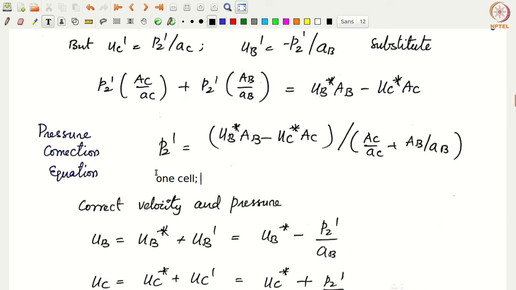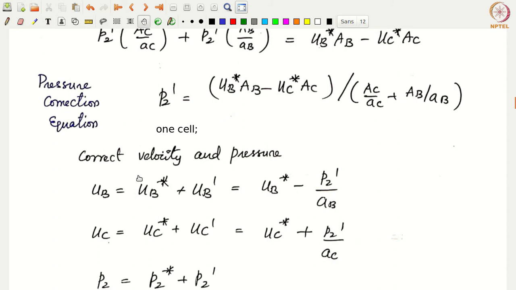Once we calculate the right hand side value here, we can calculate what is P2 prime. That means we will know the pressure correction. Once you know the pressure correction, you can substitute into the velocity corrections and calculate them, then pressure and velocity can be corrected and the algorithm is complete. You can go back to the previous step where we had guessed the velocity and pressure and then flow down from there again.